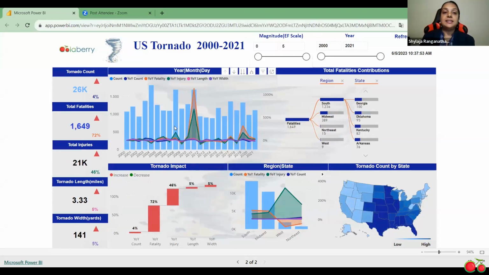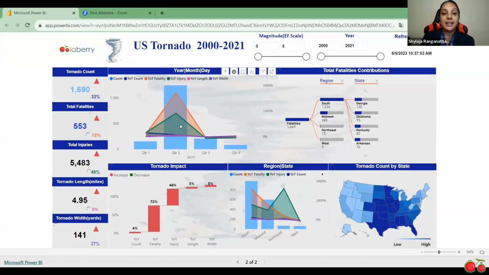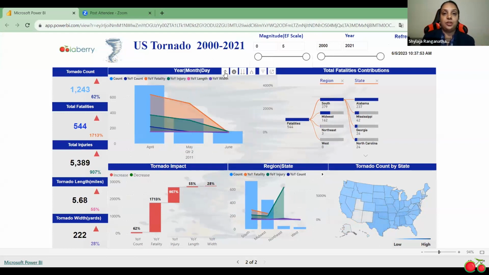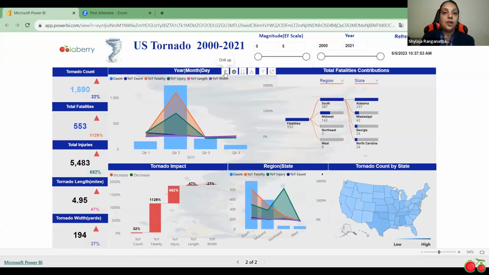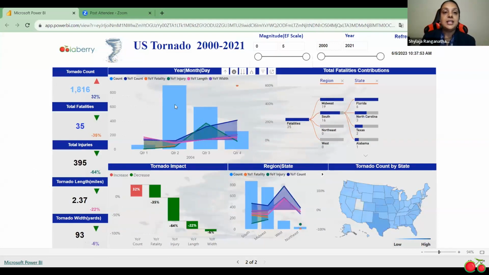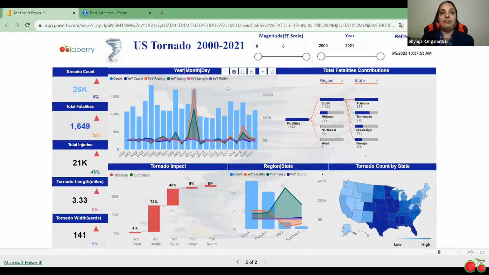Now, the other thing is, let's see the pattern, how it is. We have seen 2004, 2008, 2011 are the major years of tornado. Now, when we see the pattern here, we can see the tornado count is more in quarter two, that is April, May, June. This happens for most of the years. So this is one of the findings. These are the months we need to be more careful.